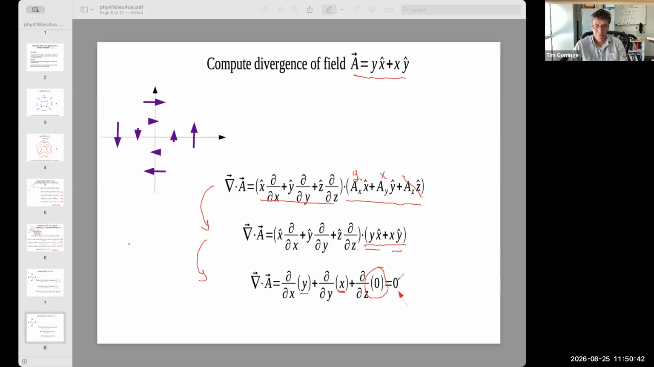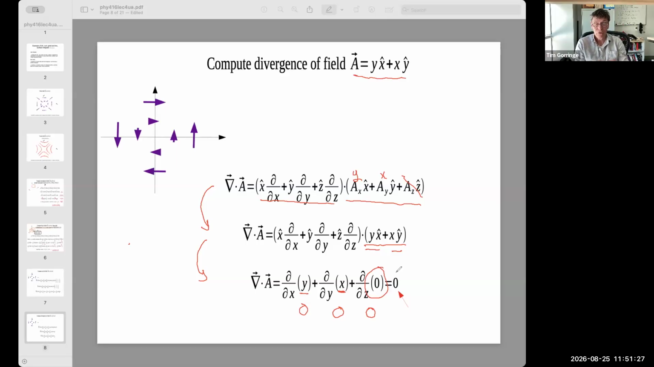My partial differentials are now just these two partial differentials, which if I add them up, is going to give me the divergence of this vector field. The differential of y with respect to x, that's going to be a 0. The differential of x with respect to y is going to be 0. This partial differential with respect to z was already a 0, and so we get a 0 for the divergence of the field. We've discovered that this field is divergenceless everywhere. So throughout the space of x, y, and z, this is a divergenceless field. There's no beginnings and ends of the field lines.